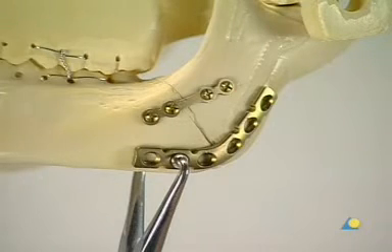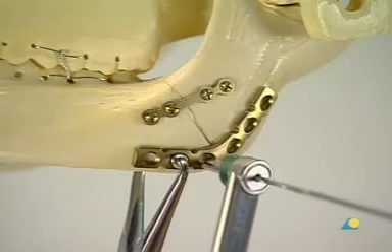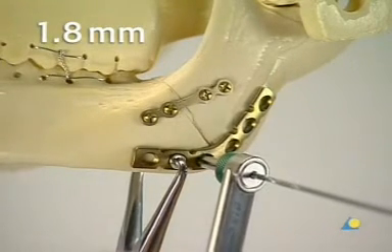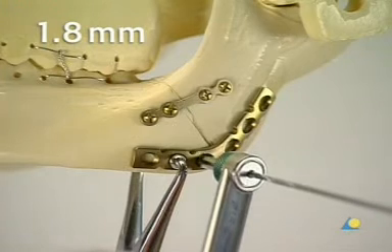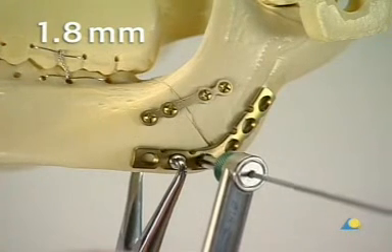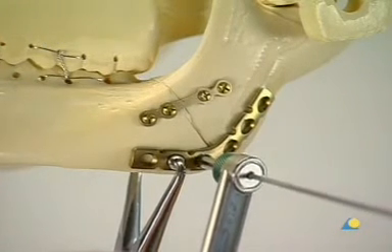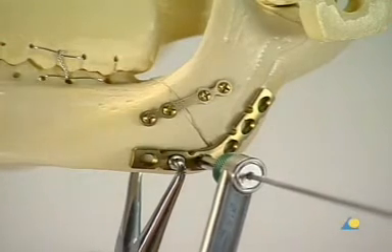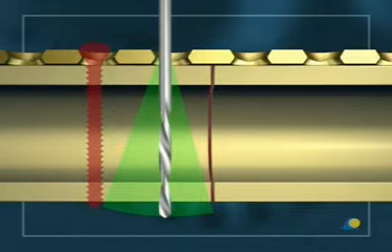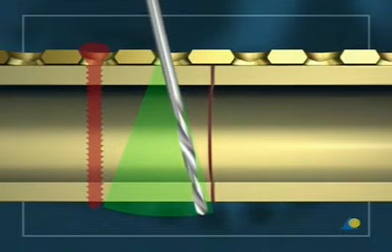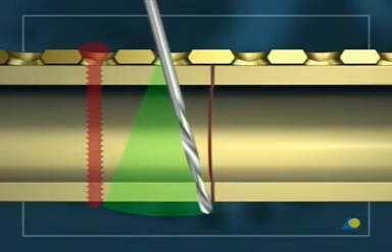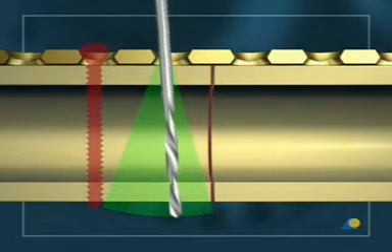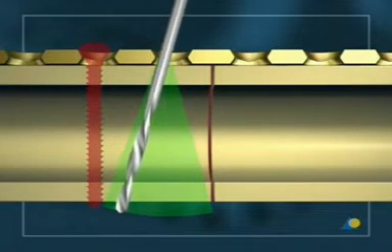Since this plate is used as a neutralization plate, no compression is needed. Therefore, the green neutral drill guide is selected to drill a 1.8 mm bicortical neutral hole. The hole should not be too close to the lower mandibular border. Although the hole does not have to be drilled at 90 degrees to the bone, it should not enter the fracture, nor should its angle interfere with adjacent screws.